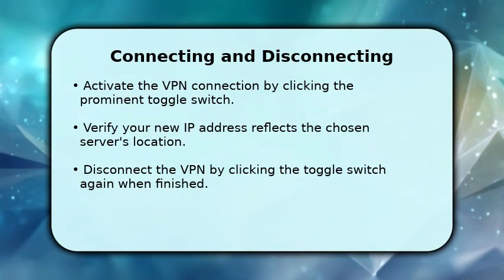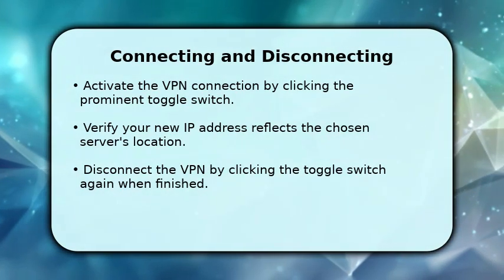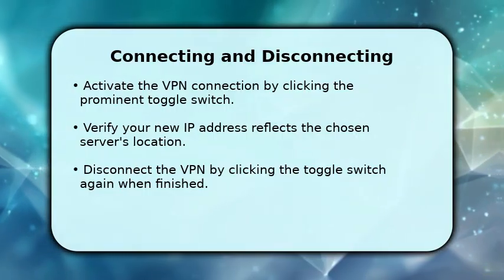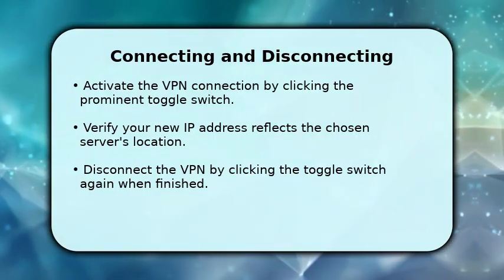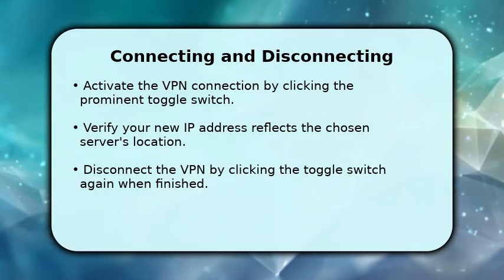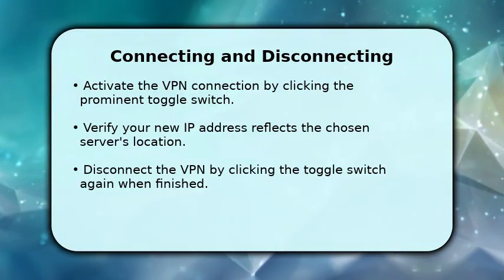Connecting to Mozilla VPN is straightforward. After selecting your desired server location, simply click the large toggle switch to activate the VPN. You'll see a confirmation that your connection is secure.